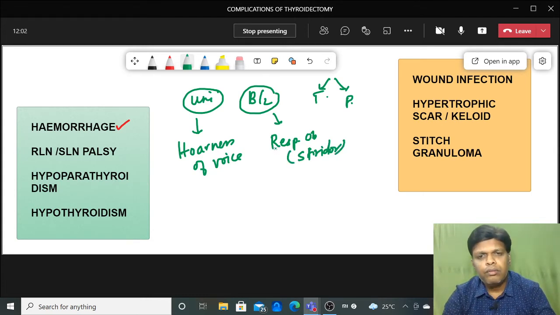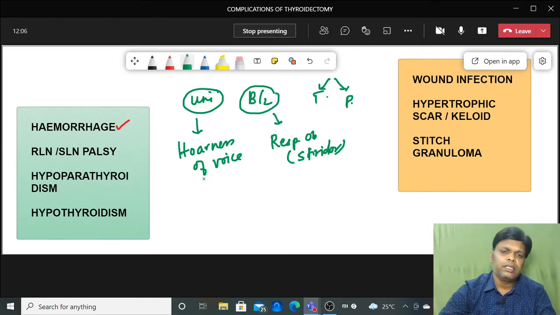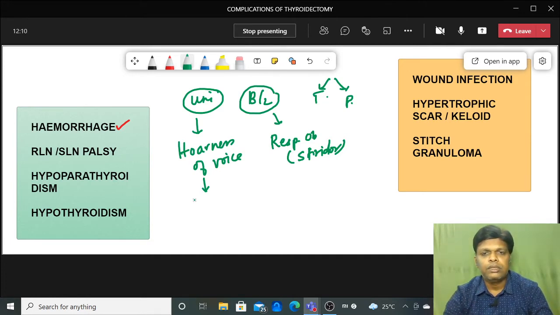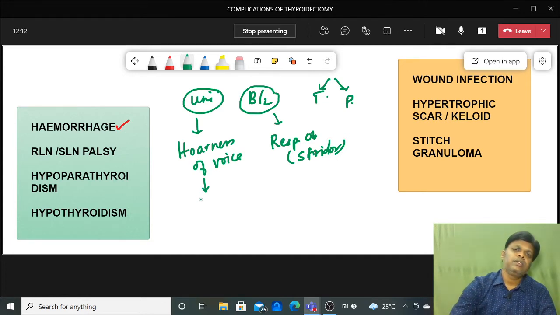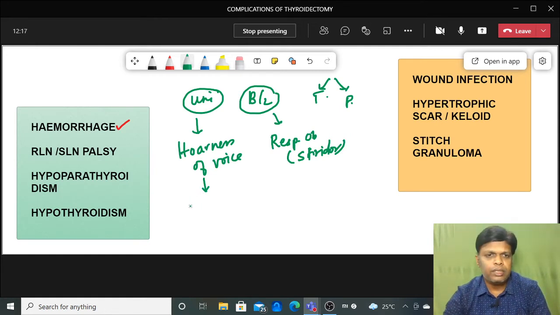For unilateral, what will you do? Nothing can be done if it is temporary and transient. Just give speech therapy if at all, and if you want, you can add some steroids for some days. Most of the time, if it is temporary, it will resolve by itself over 3 months. You can diagnose post-operatively by laryngoscope, whether it is unilateral or bilateral.